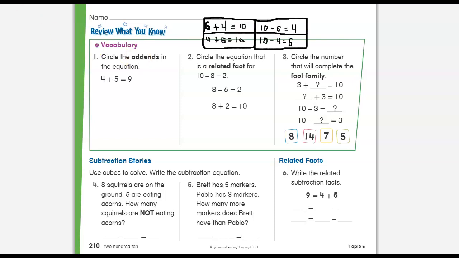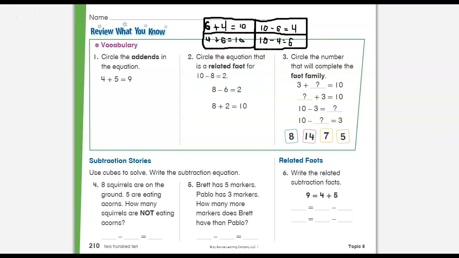Now, a related fact shows the same fact family, but just in a different way. For example, 6 plus 4 equals 10 is related to 10 minus 4 equals 6. Both equations are in the same fact family, even though they look a little bit different. That's why they're called related facts.